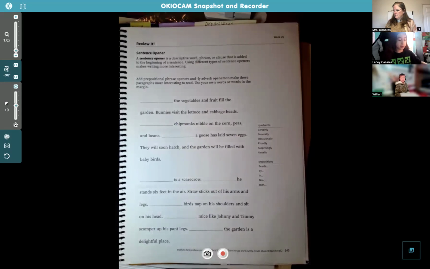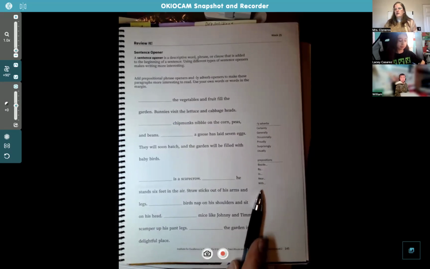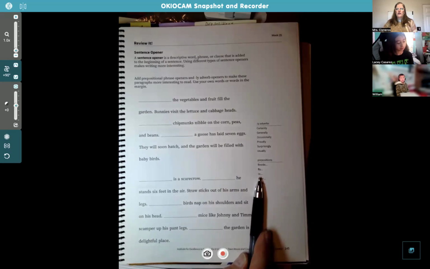With the vegetables and fruit of the garden. With is a good preposition, but you need more with it. I don't know if that's a good one. What about in? That would be better. Like, what type of season do we usually grow a garden? Is it like winter, fall, summer, spring? When do we start growing a garden?